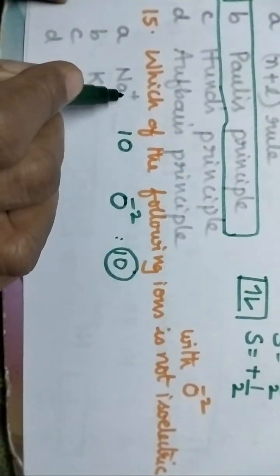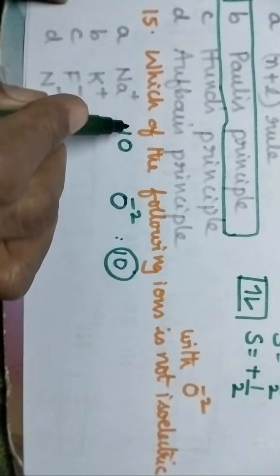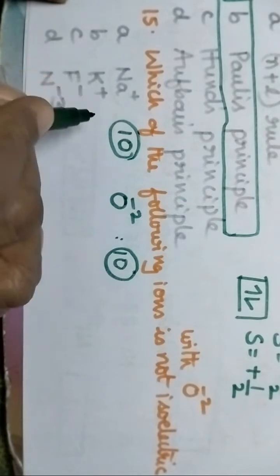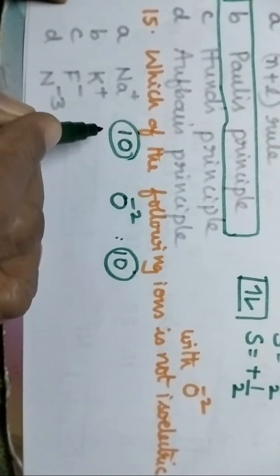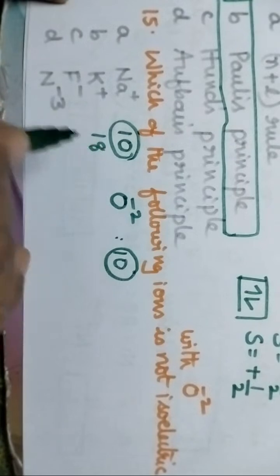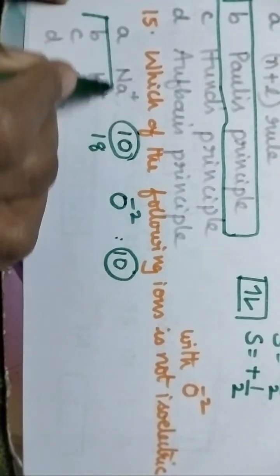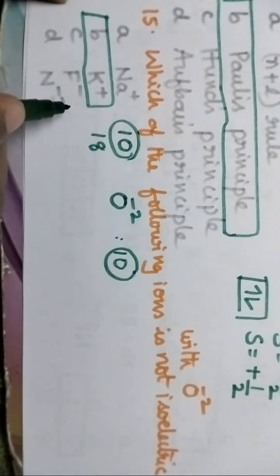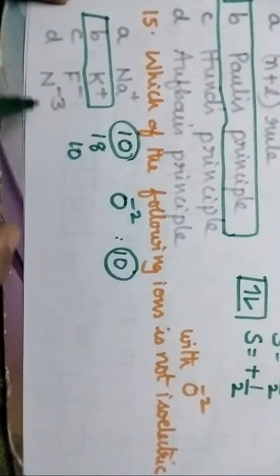Coming to Na plus, the atomic number is 11 and 1 electron is removed, so 10 electrons are present. Coming to potassium, its atomic number is 19 and 1 electron is removed, so 18 electrons are present. So option B is the right answer. Anyhow, let us check the remaining species. Fluoride, 9 plus 1, 10. Nitride, 7 plus 3, again 10. Clear?